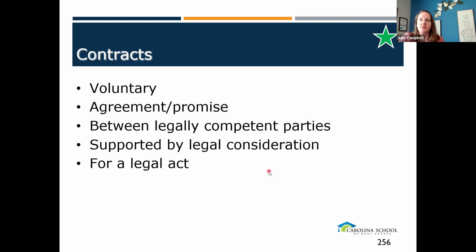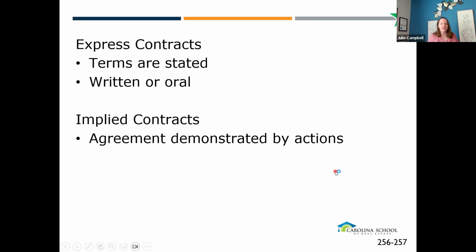Let's go ahead and define some contract terms. Two of these we've already seen again and again. Here they are again. Express versus implied. An express contract means that the terms have been clearly stated. An implied contract is one just demonstrated by your actions. Anything implied is demonstrated by your actions. We haven't entered into an express agreement, but we just start acting like we have a contract in place.